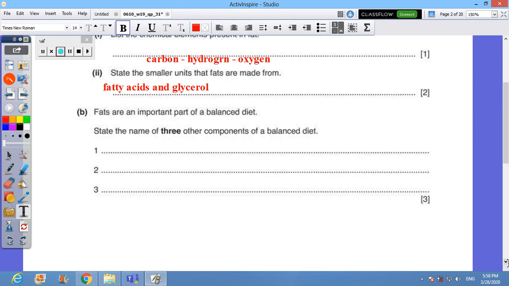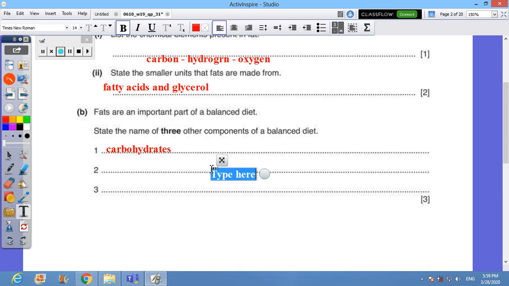State the names of 3 other components of any balanced diet. You know that the balanced diet is always made up of 7 components. They are carbohydrates, fats, proteins, minerals, vitamins, water, and fibers. So I can have many choices. I can write, for example, carbohydrates. I cannot write fats again because we already did talk about fats.